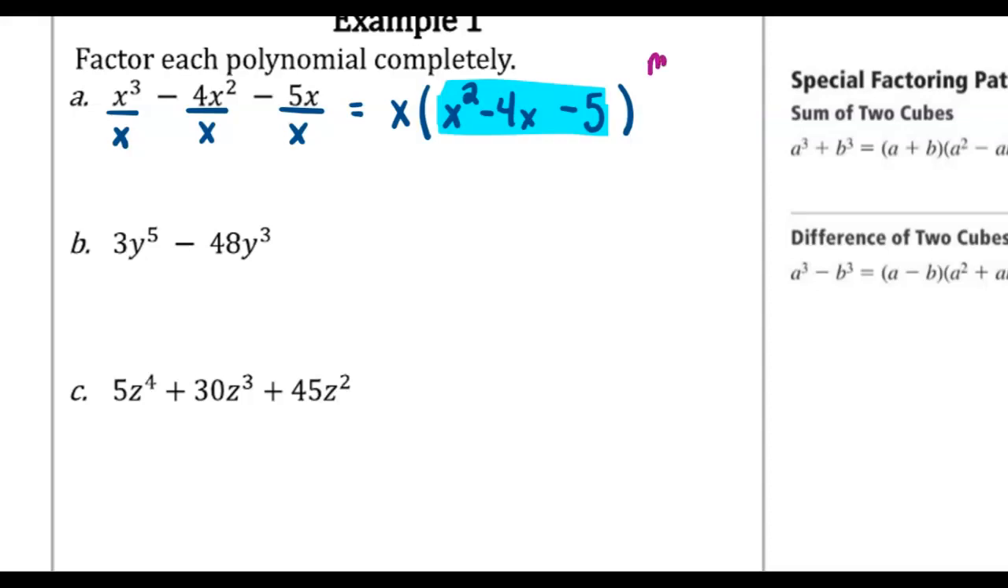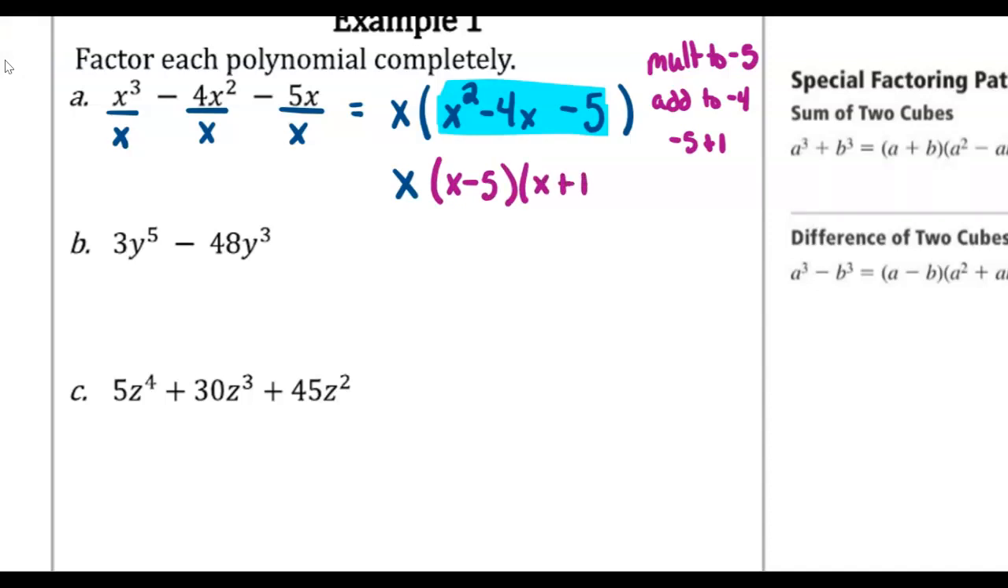It would multiply to AC, which is negative 5, and it has to add to negative 4. And so that would be negative 5 and 1 that multiplies to negative 5 and adds to negative 4. So we still have this x right here in front. That's not going away. But this highlighted portion factors into x minus 5 times x plus 1. And now that is fully factored, and that's what our solution is. Okay, let's look at another one.